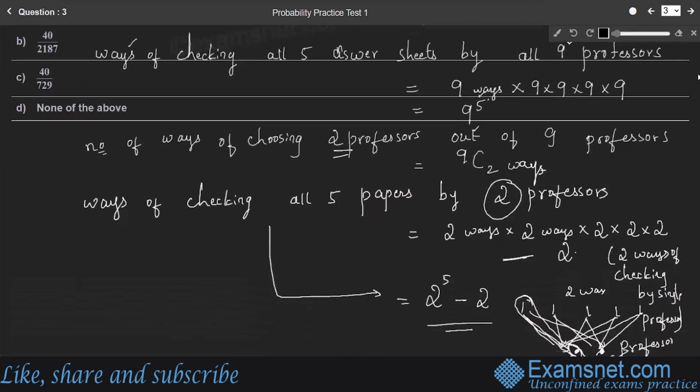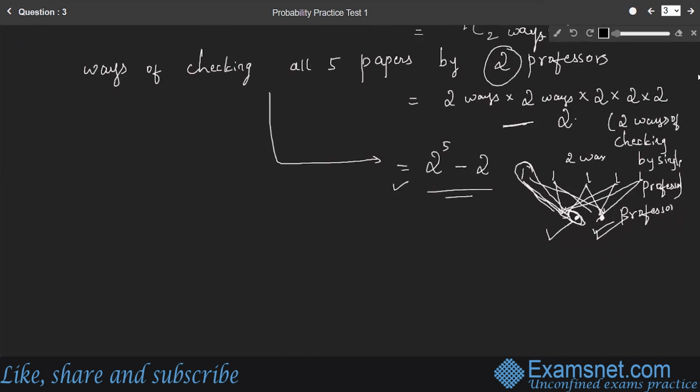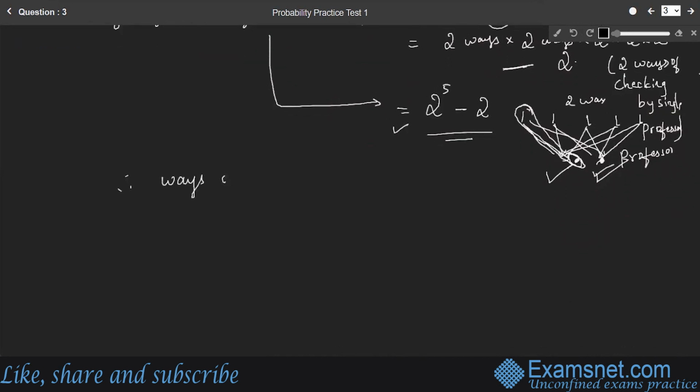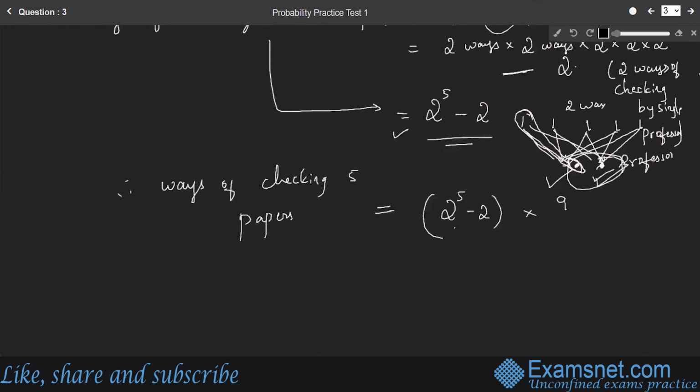Before going to probability, consider the ways of checking 5 papers. Here we have chosen 2 professors in 9C2 ways. So 2 raised to 5 minus 2 indicates the ways of checking 5 papers. Therefore, ways of checking 5 papers is equal to 2 raised to 5 minus 2. These are the ways of checking 5 papers by 2 professors. But we have an option here: we can choose 2 professors in 9C2 ways. Into 9C2 gives the total ways of checking 5 papers.